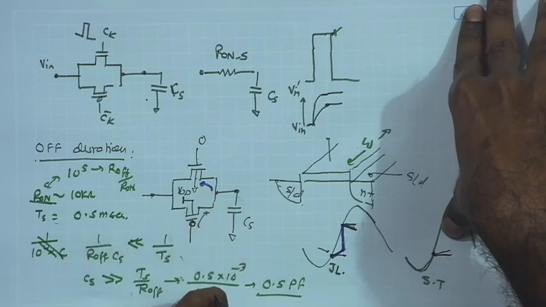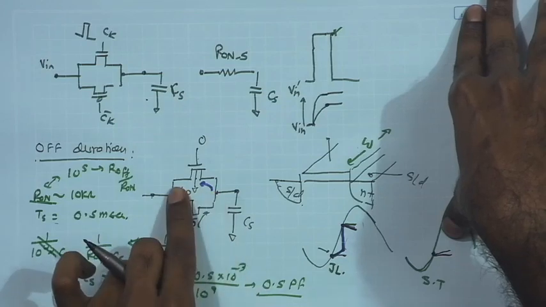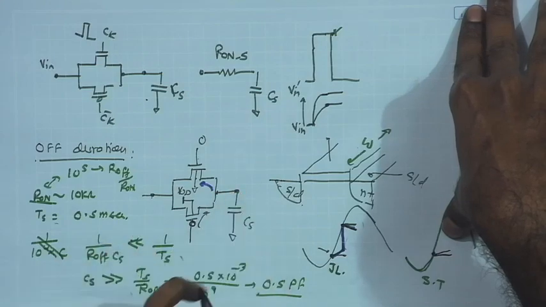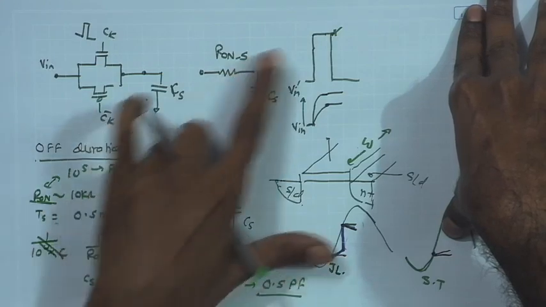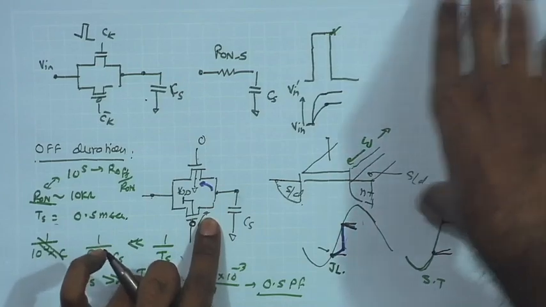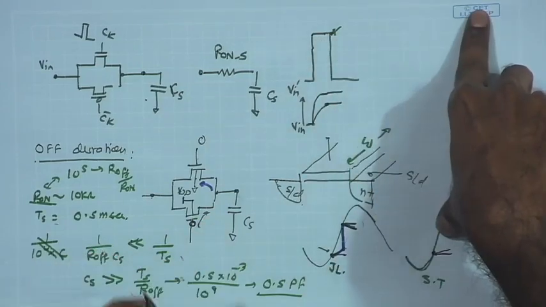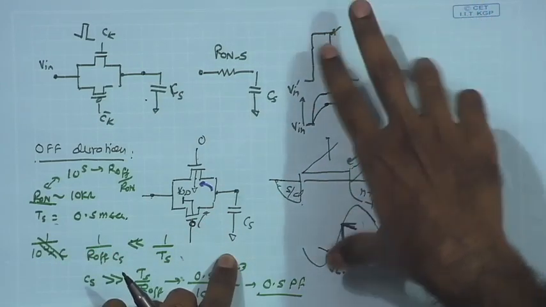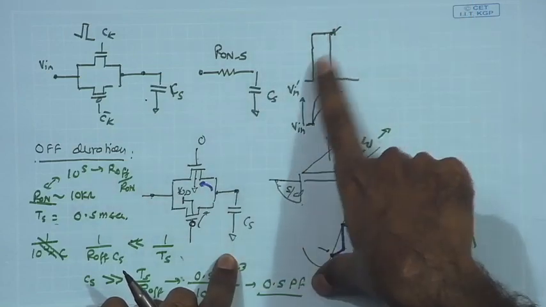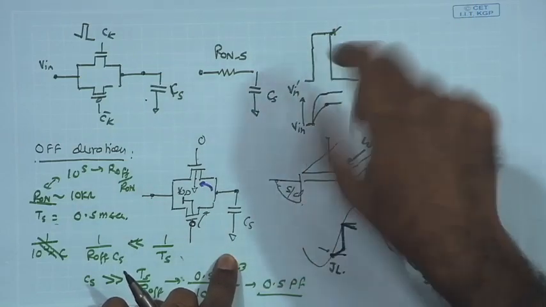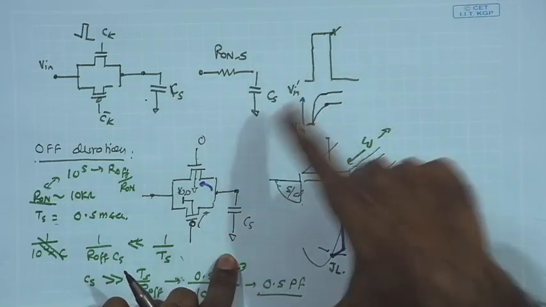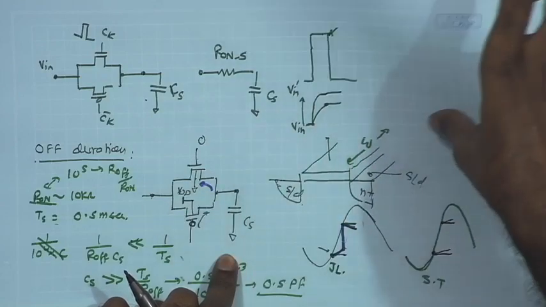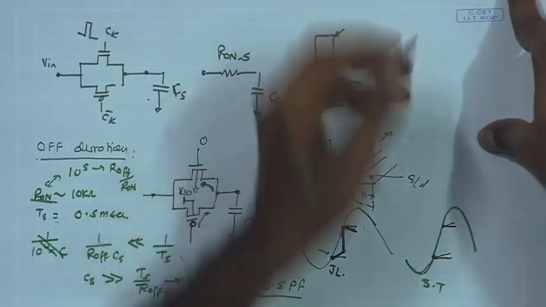Likewise, we also would like to make sure that the R on and CS factor is also matching our criteria of being less than the T on duration, and that will ultimately determine what should be my T on, how aggressively my T on can be scaled down so that I can use very narrow pulses for sampling my analog data. For that, once again, I can just check the numbers.